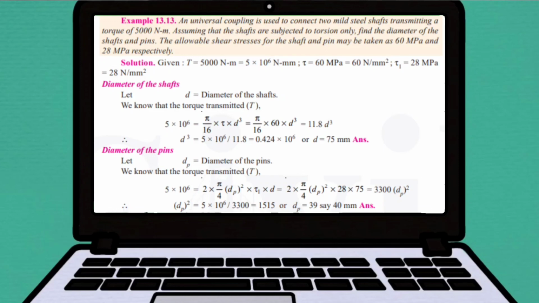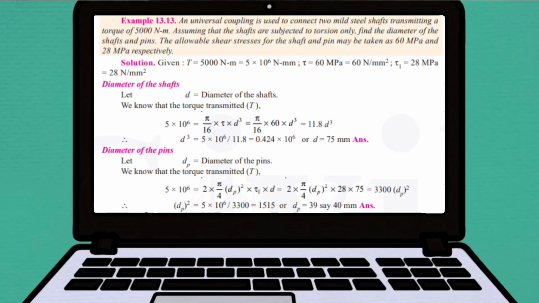Next, for the diameter of the pins, we have D sub P. We know that the torque transmitted would become 5 times 10 raised to 6 is equivalent to 2 times pi over 4 times D sub P squared times tau sub 1 times D, equating again to 2 times pi over 4 times D sub P squared times 28 times 75, equating to 3,300 D sub P squared.